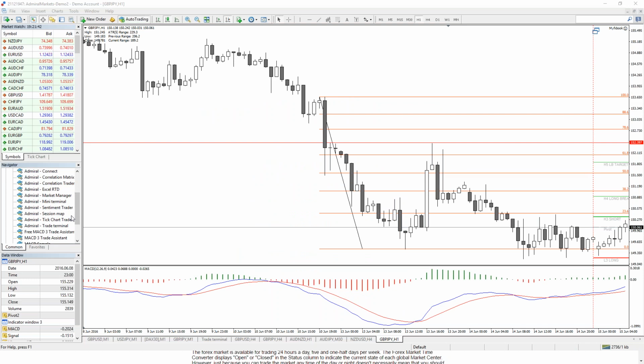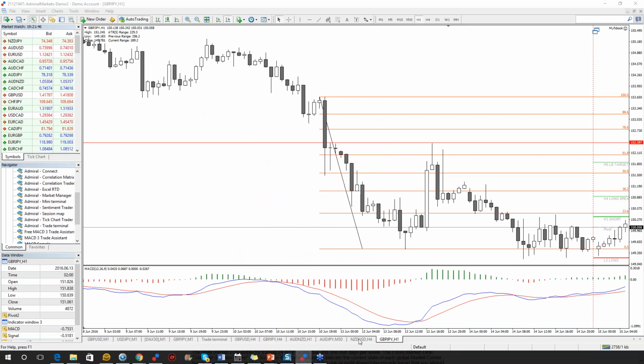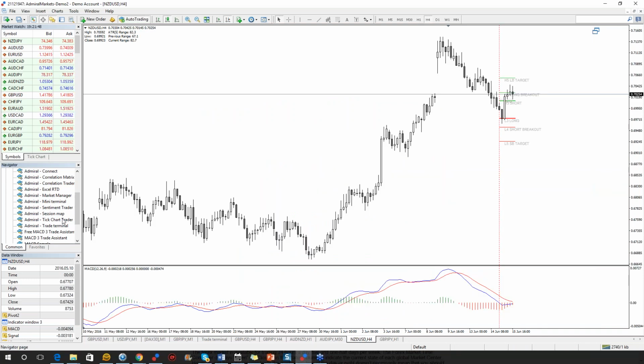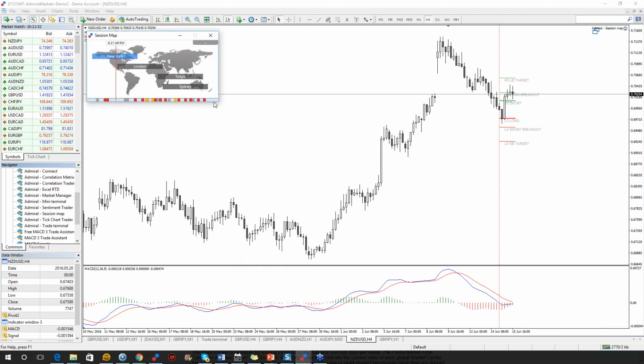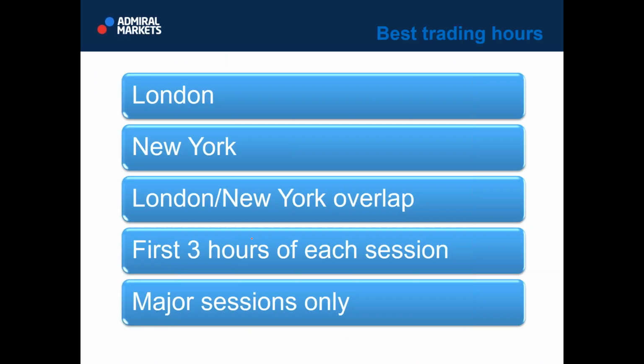You can actually use session map here. Okay, this is my FX book. Let's see session map here. See session map. It shows where we are. Okay, so pay attention to it. It's very important.